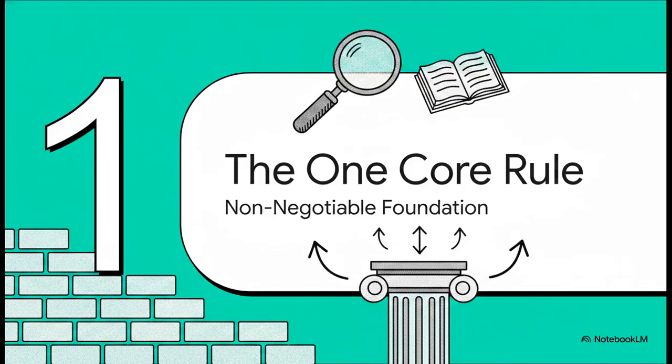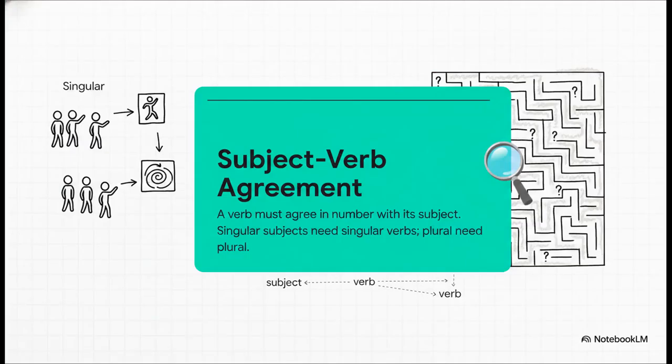Okay, first things first. We have to start with the absolute foundation. Everything, and I mean everything, we're about to cover builds on this one simple non-negotiable rule. The rule itself is actually super simple. A verb has to agree in number with its subject. That's it. Singular subject, singular verb. Plural subject, plural verb. A quick little hint for the present tense: singular verbs usually end in an S, like he runs. Plural verbs usually don't, like they run.